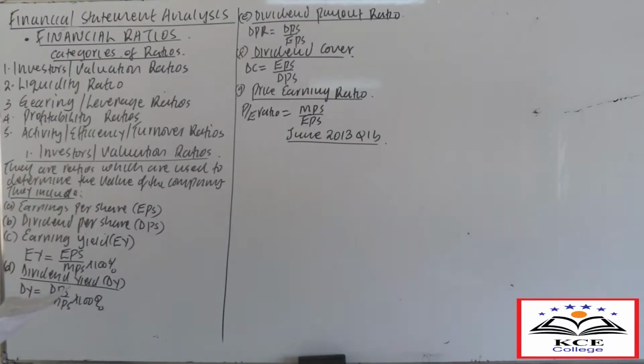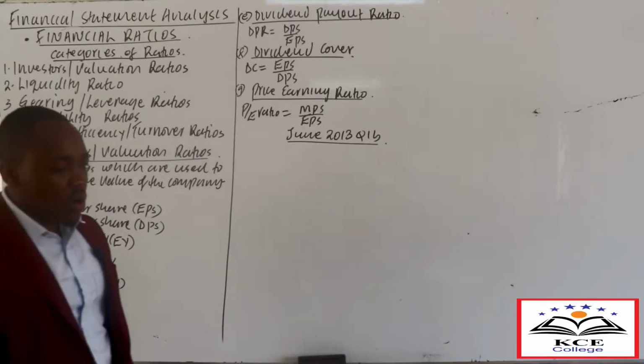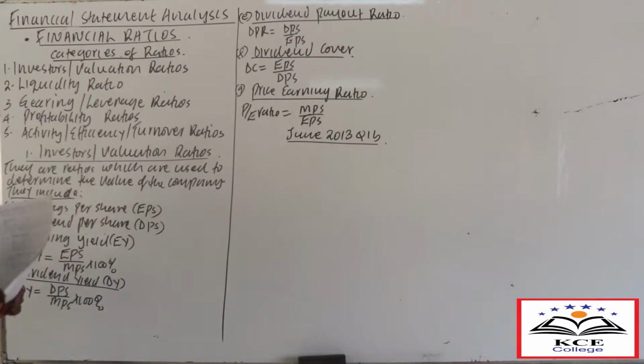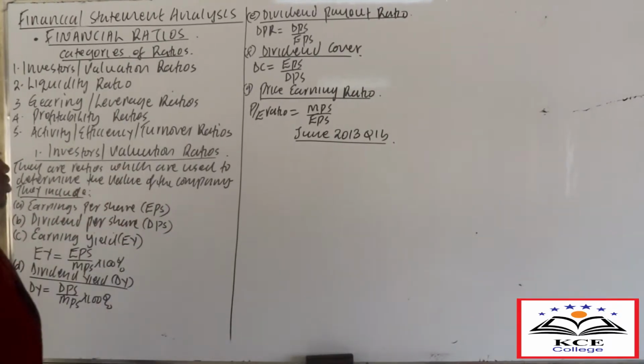And financial ratios are classified into 5. Number 1, we have the investors or valuation ratios. Number 2, we have the liquidity ratios. We have the gearing or the leverage ratios. We have profitability ratios, and then we have the activity or efficiency or turnover ratio, also known as the asset utilization ratio. So let's start with the first one, the investors or the valuation ratios.